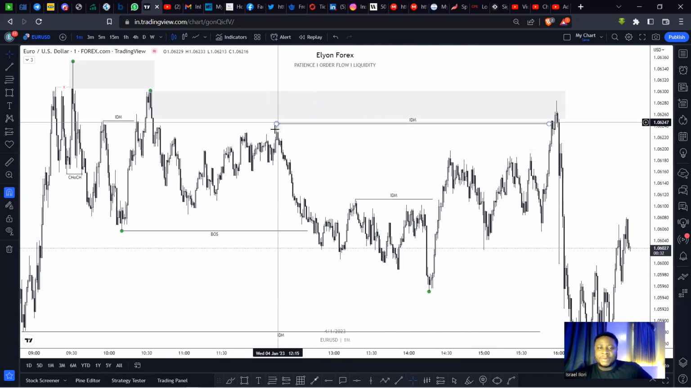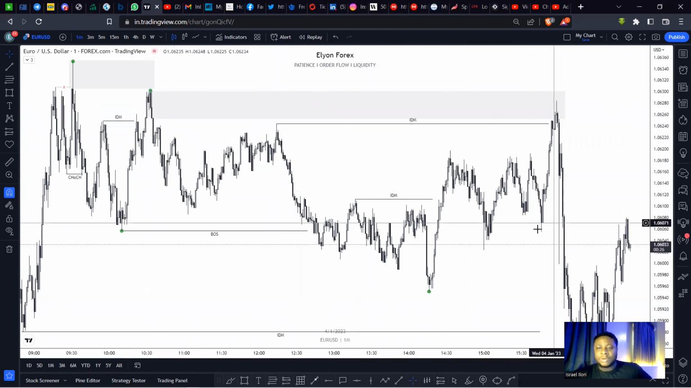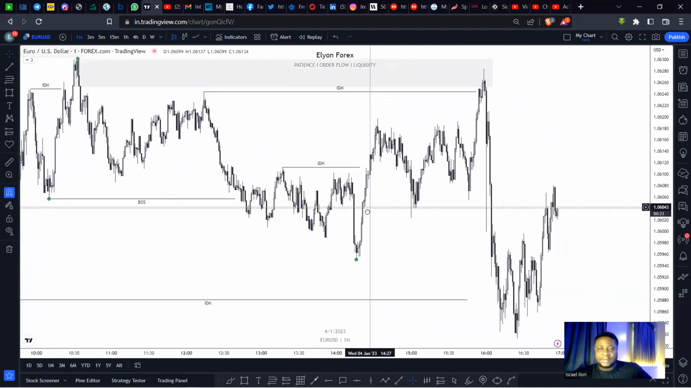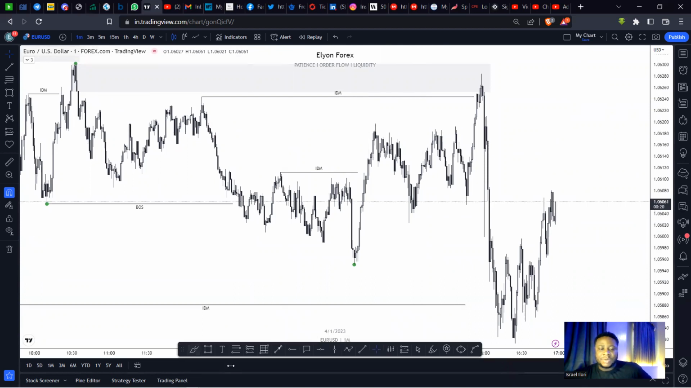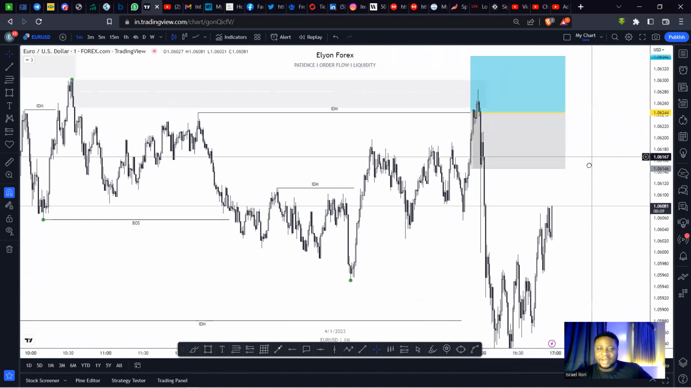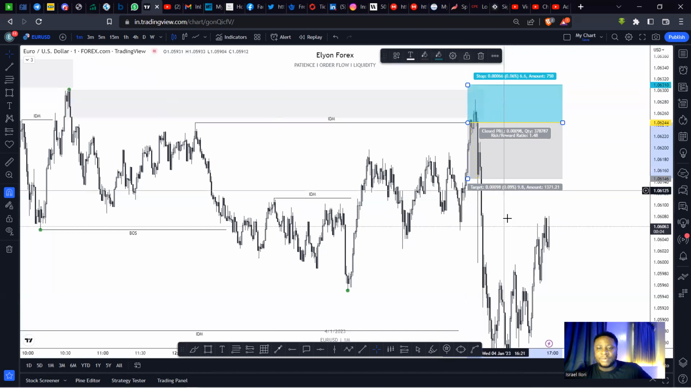So we have our extreme internal liquidity marked right at this high, and we have our order block. So there are 2 ways by which you can enter. You can enter aggressively. And what do I mean by aggressively? You can enter aggressively just right on the order block, or even if you want to be conservative with your entry, you can just enter right at the high of the inducement since it's close to the order block.